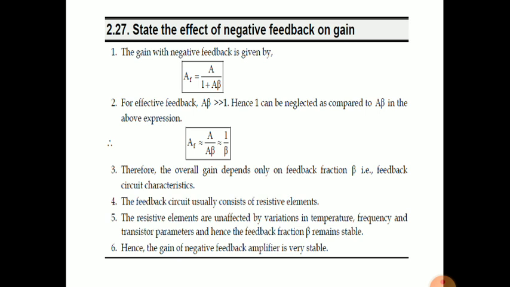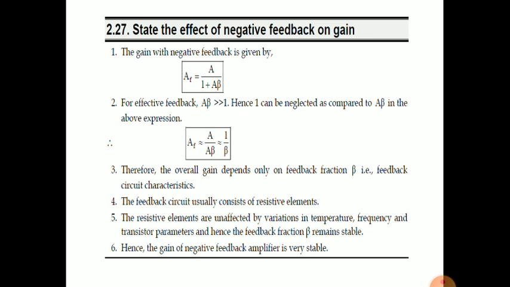The gain with negative feedback, from the derivation of the previous lessons, is AF, the gain with feedback, equal to A by 1 plus A beta, where A is the open loop gain, or gain of the basic amplifier, and beta is the feedback ratio. For effective feedback, A beta is very much greater than 1. Hence, 1 can be neglected as compared to A beta in the above expression.